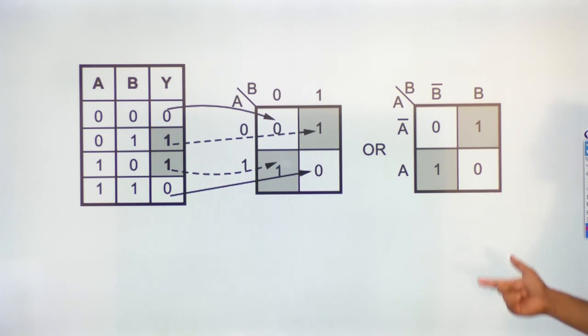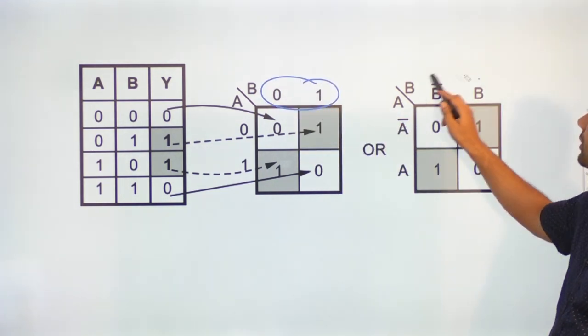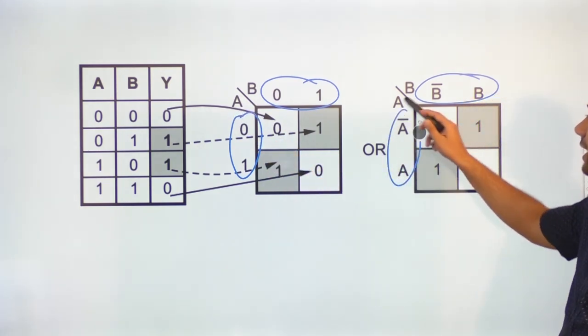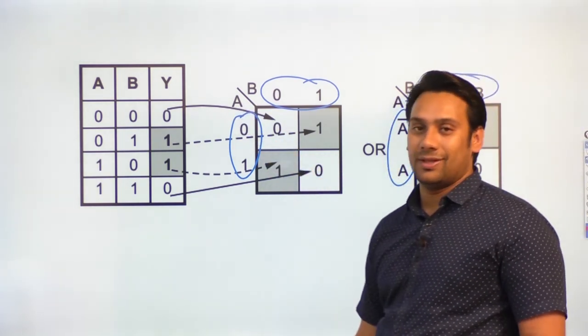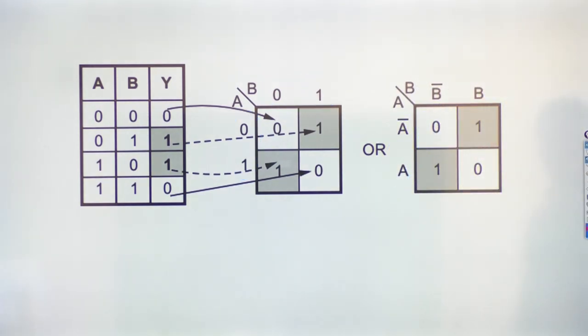The same thing can be done here. आप यहाँ पर भी देख सकते हैं. Actually, the only difference here is instead of writing 01, I have written B complement and B. Instead of writing 01, I have written A complement and A. So both of these two K maps are representing the same thing. दोनों जो K map है, वो एक ही चीज को represent कर रहे हैं.